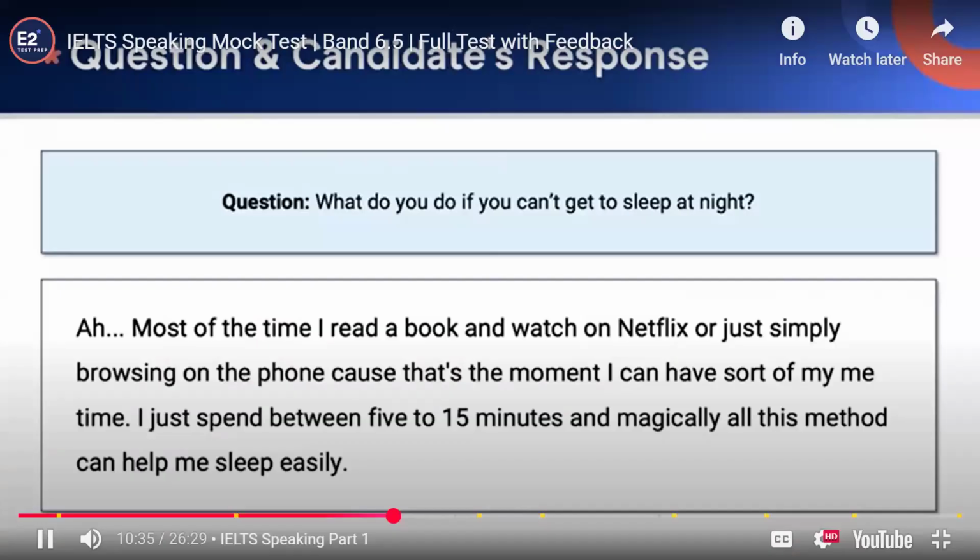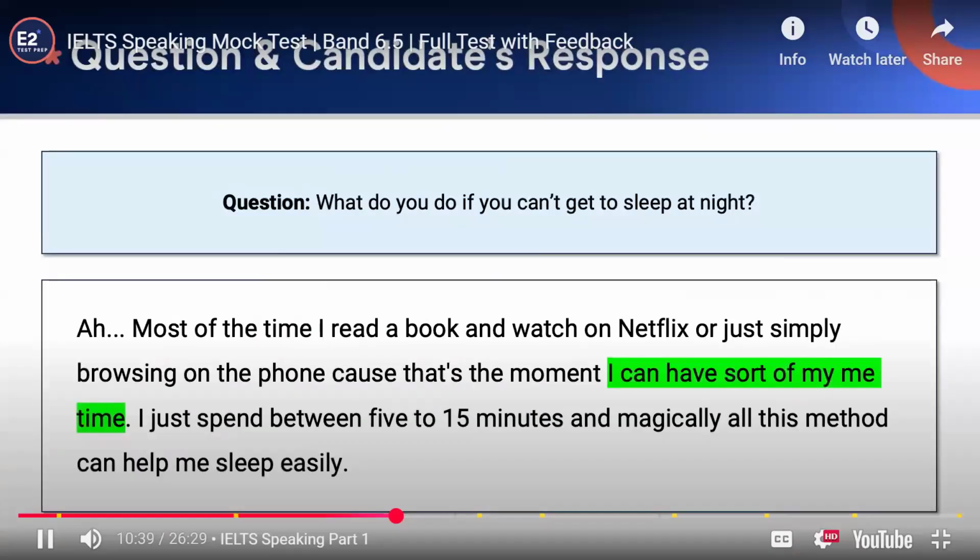There are a couple of great uses of vocabulary in this answer. He says, I can have my me time. Me time is an idiomatic expression that he uses very naturally and accurately here. It means time that you spend by yourself doing something that you enjoy that makes you feel calm or relaxed, which is a great way to describe reading a book or watching Netflix. I love how he uses the word magically to explain how doing these activities helps him to sleep easily.